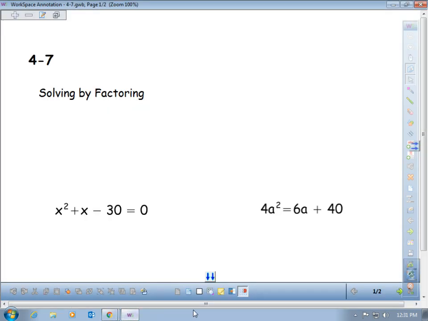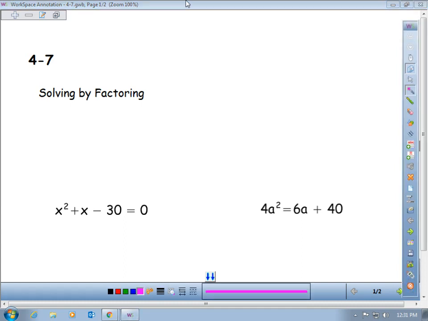Okay, guys, we're going to look at some solving by factoring here in section 7 of chapter 4. And you might wonder, we went through all this factoring stuff. Why do we do this? Well, because solving equations by factoring is a technique to solve quadratic equations. Second semester, you'll do a couple of other different ways to solve quadratic equations.